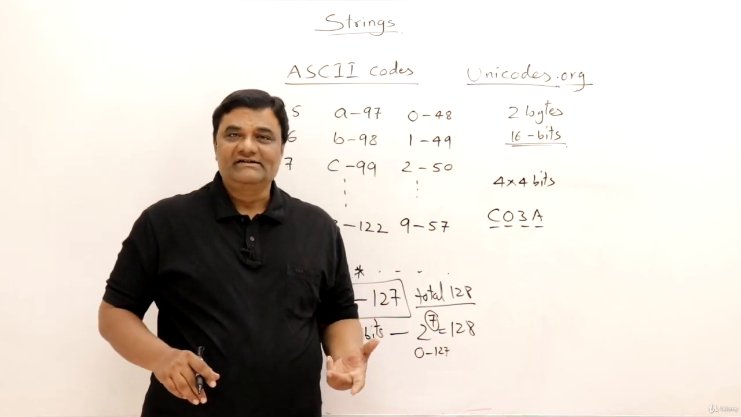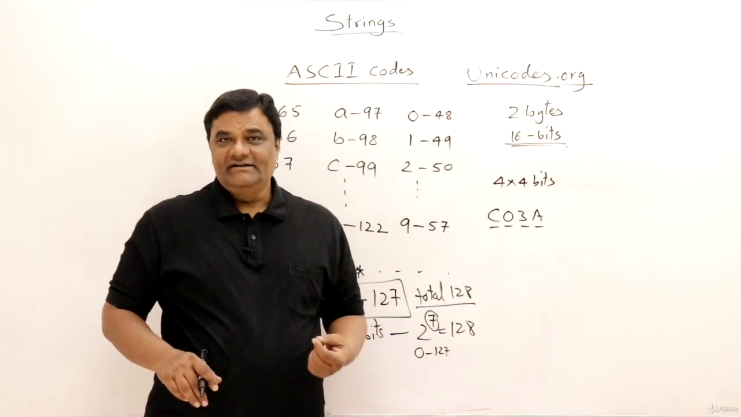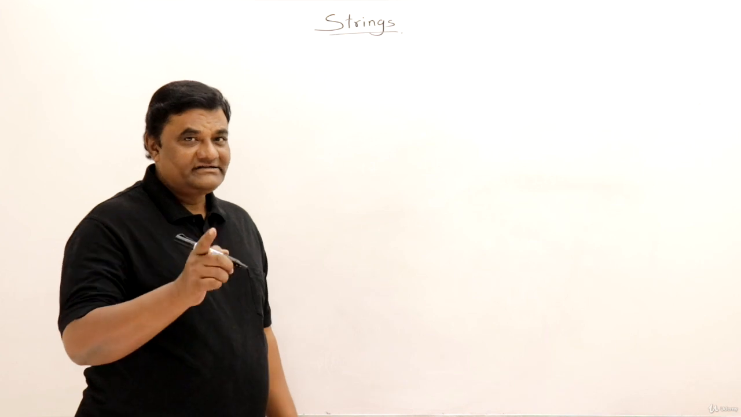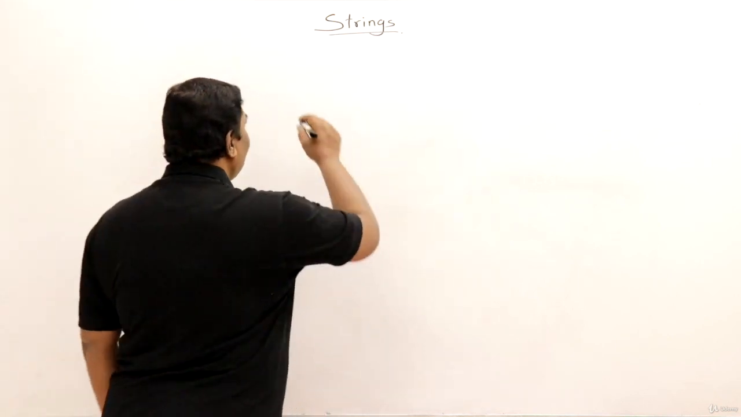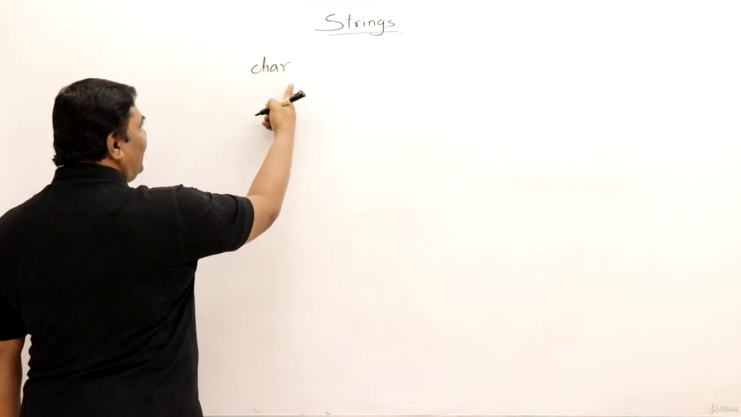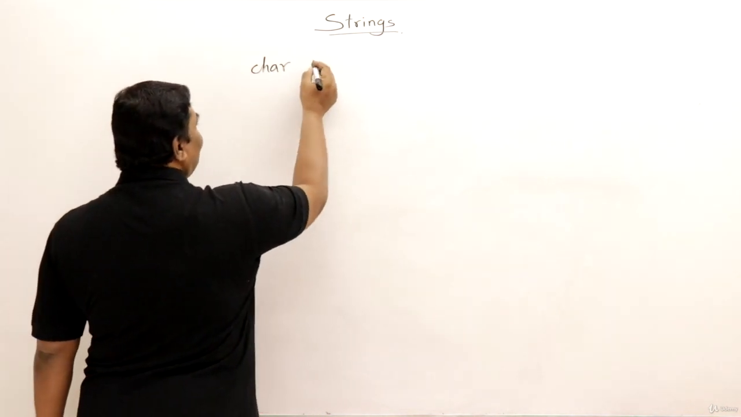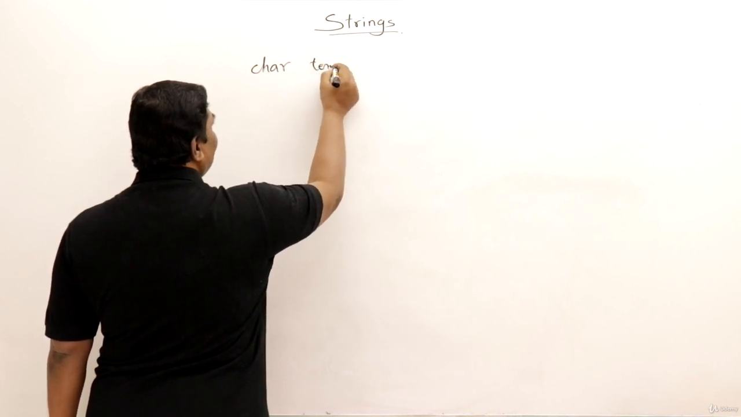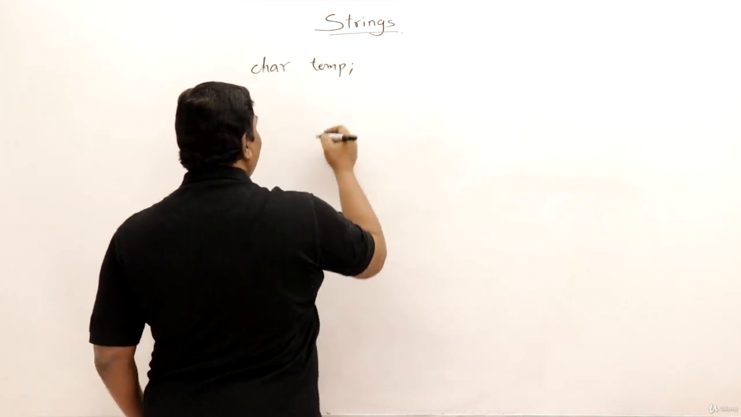Now next, let us understand how a character is represented and what a character array is. Then we will learn about strings. Let us see how to declare a character type variable in C and C++. Our data type is char. Suppose I declare a variable named temp. Now this temp is a variable of type character.